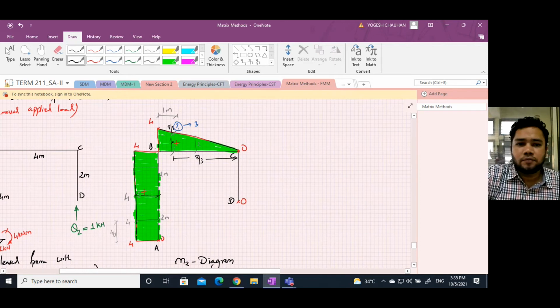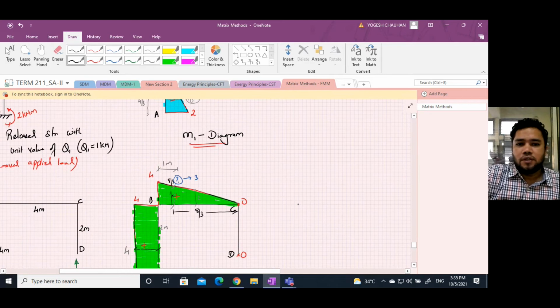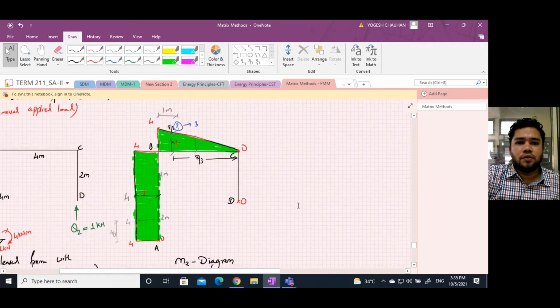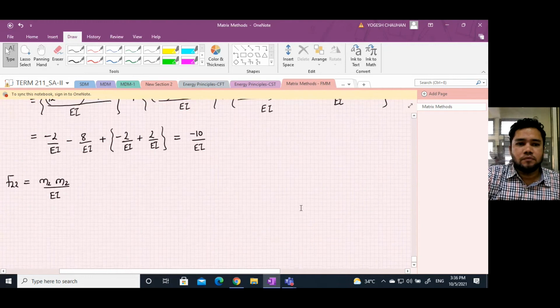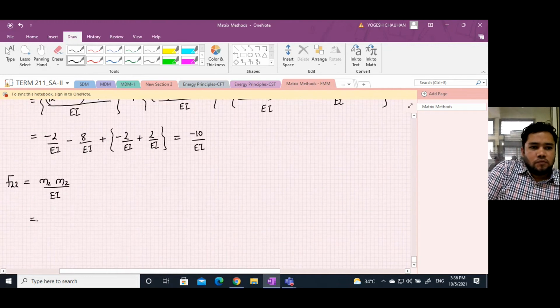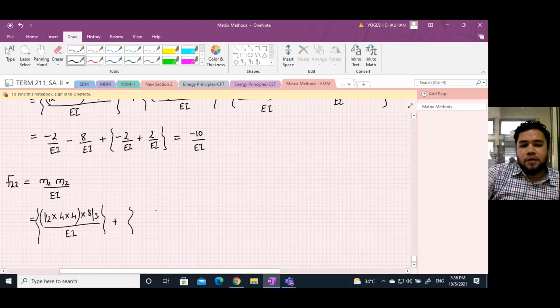Okay, so it will be 1 by 2 into 4 into 4 into 8 by 3. 1 by 2, 4 into 4 into 8 by 3 for the first part. 1 by 2, 4 into 4, everything is positive, multiply by 8 by 3 by EI plus the second part.